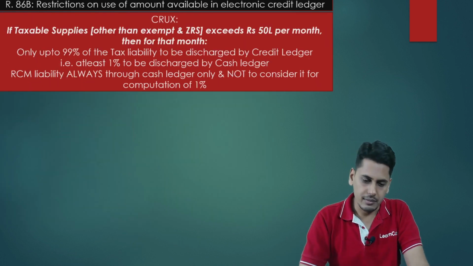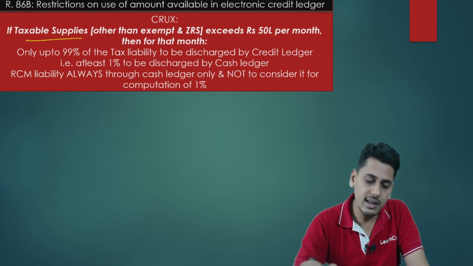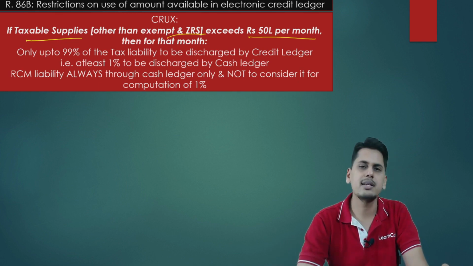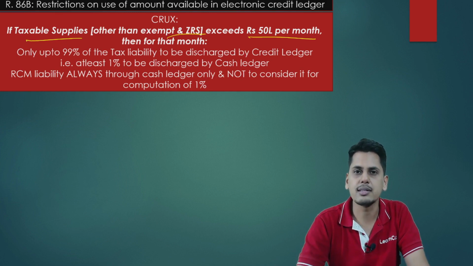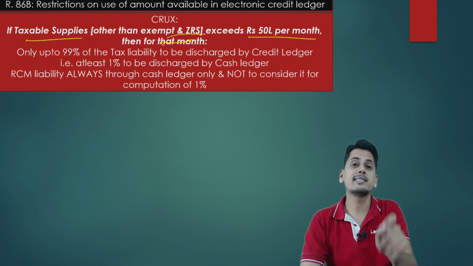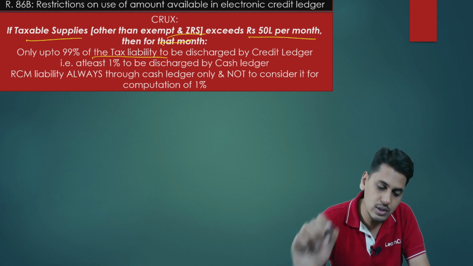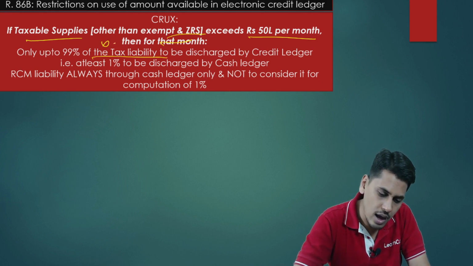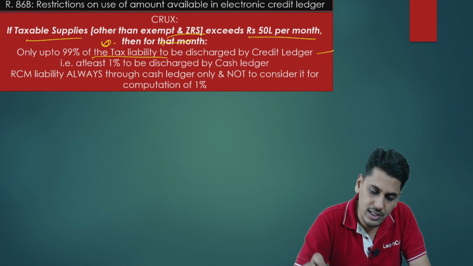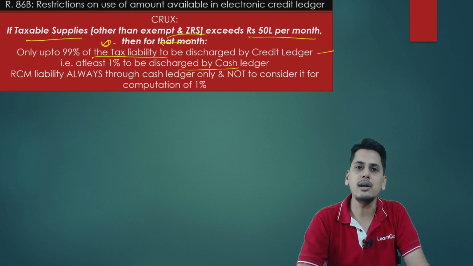So friends, what is the bottom line? The crux is, if the taxable supplies other than exempt supplies and zero rated supplies exceed 50 lakhs per month, then for that particular month 86B is to be applied on a monthly basis. For that particular month, only up to 99% of the tax liability, which is the output tax liability, can be discharged by the credit ledger, which means that at least 1% has to be discharged by the cash ledger.